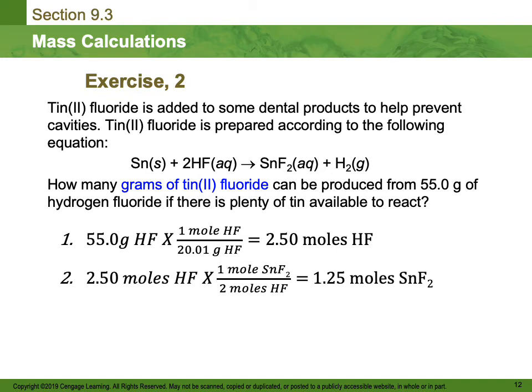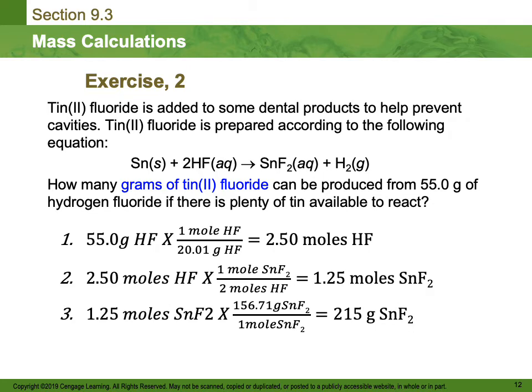Step 2: how can I get there? We have 2.5 moles of HF. Now we're going to multiply by the mole ratio between tin(II) fluoride and HF in the equation. There's 1 mole of tin(II) fluoride for every 2 moles of HF, so our units will cancel. I'm going to cancel my units, which I should have done up here. And that produces 1.25 moles.